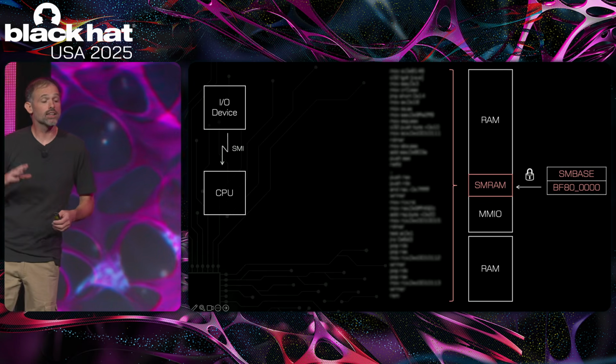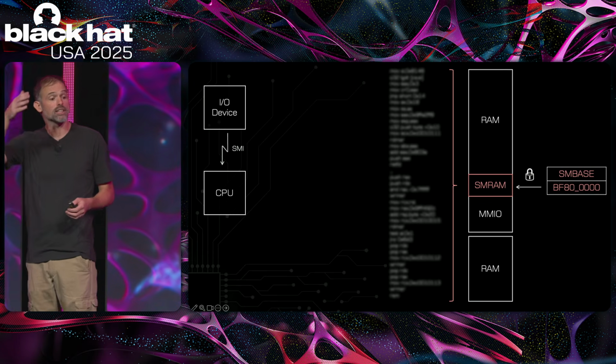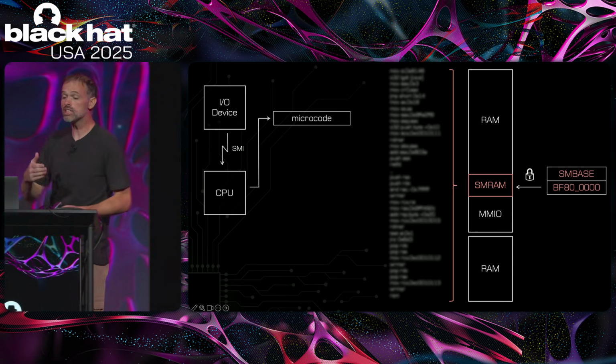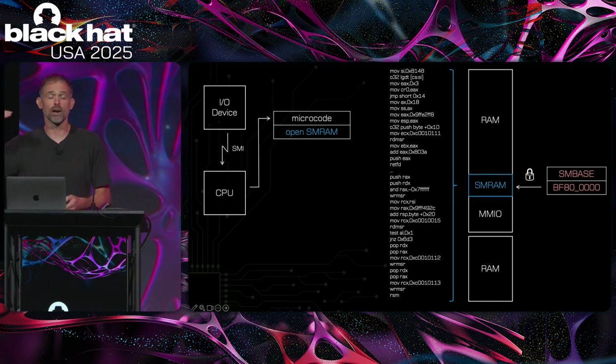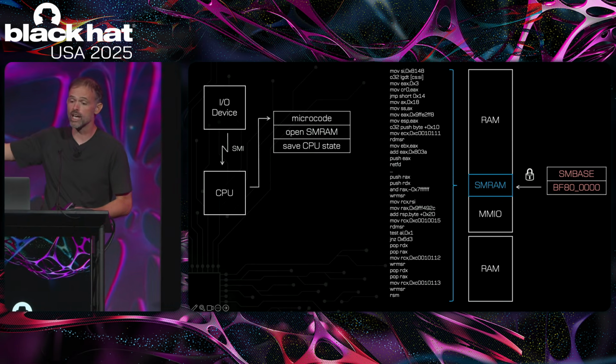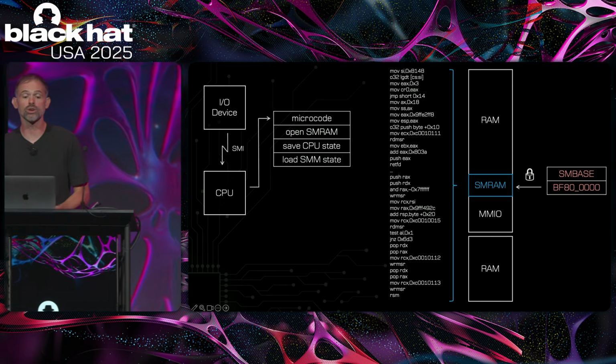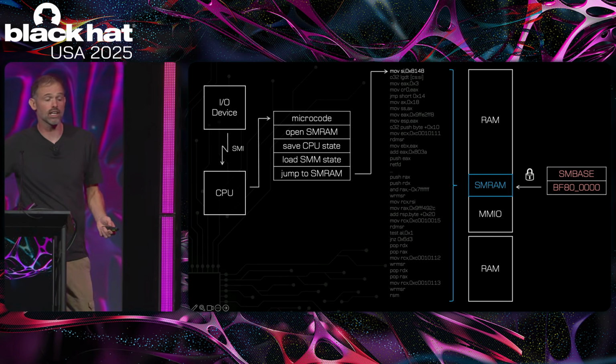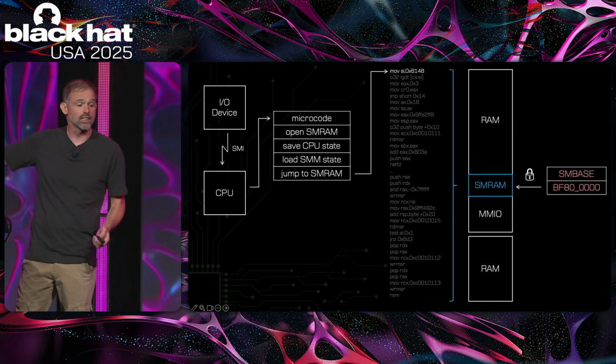Later on, after the operating system has booted, you might get some I/O device that triggers what's called a system management interrupt. That SMI is received by the CPU. Microcode is going to take over. Microcode alone can open up that SMRAM. It's going to save the CPU state. It's going to load the new SMM state. Then it's going to jump into SMRAM to begin executing the interrupt handler for the SMI that the firmware installed.